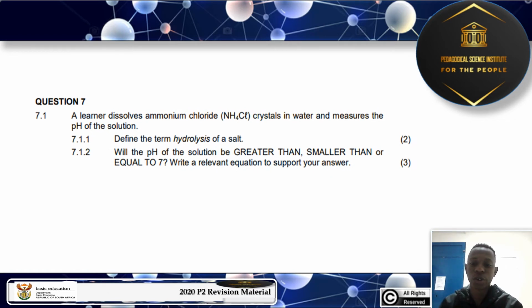Now we are going to look at question 7. It's also hydrolysis. They are saying a learner dissolves ammonium chloride, NH4Cl, crystals in water and measures the pH of the solution. Define the term hydrolysis of a salt. We have already defined this on the previous slide: hydrolysis is the reaction between salt and water. Question 7.1.2: will the pH of the solution be greater than, smaller than, or equal to 7? Write the relevant equation to support your answer.